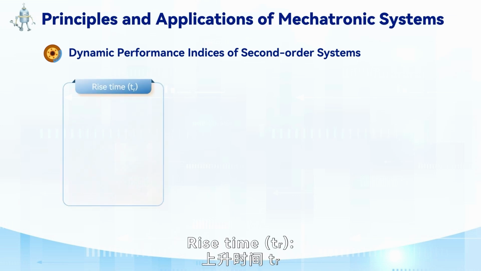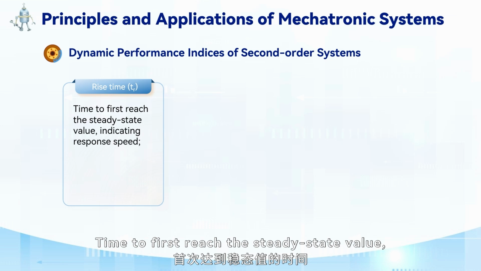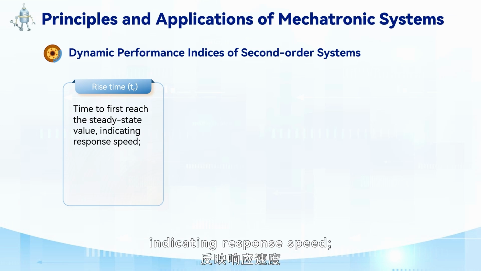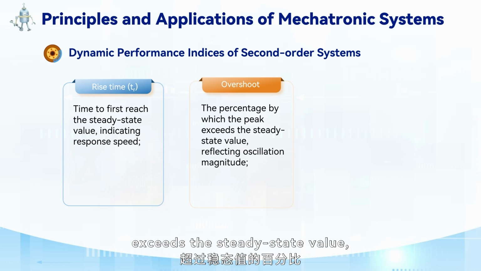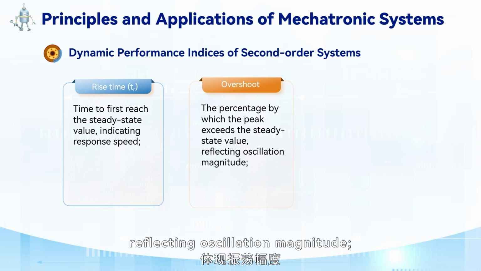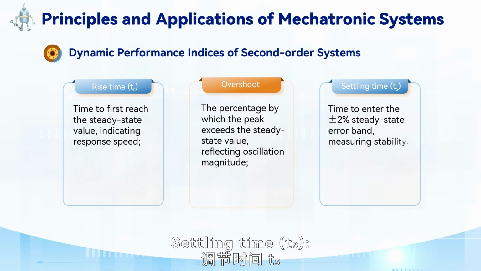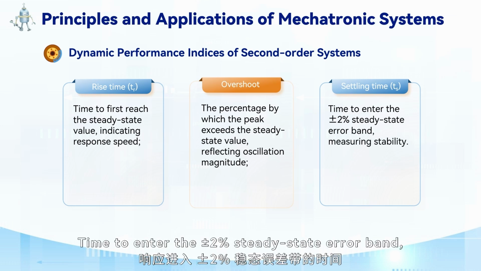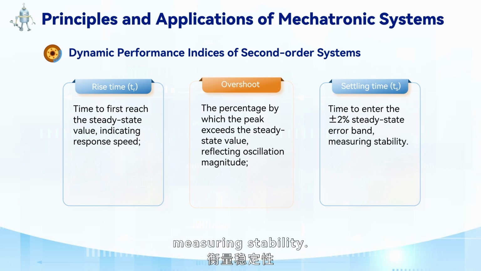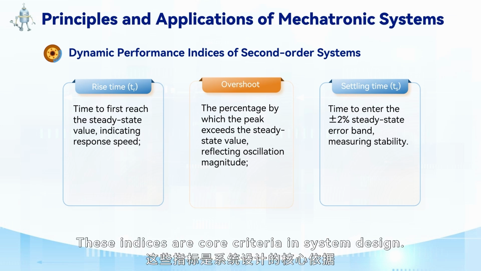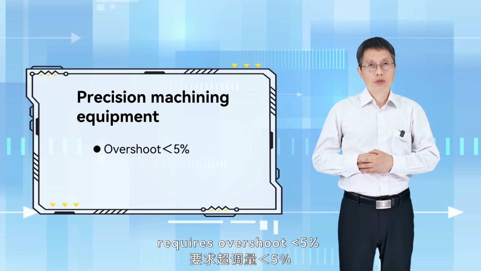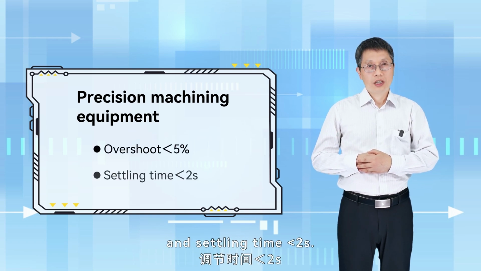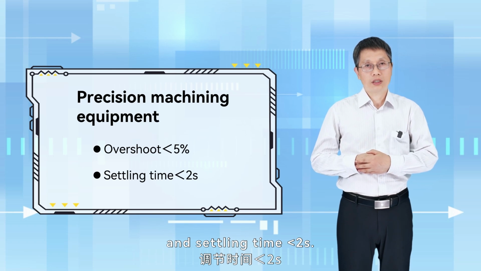Rise time, tr. Time to first reach the steady-state value, indicating response speed. Overshoot, the percentage by which the peak exceeds the steady-state value, reflecting oscillation magnitude. Settling time, ts. Time to enter the plus or minus 2% steady-state error band, measuring stability. These indices are core criteria in system design. For example, precision machining equipment requires overshoot less than 5% and settling time less than 2 seconds.